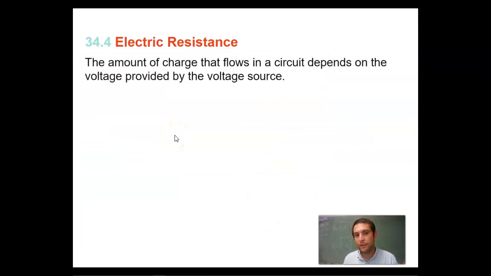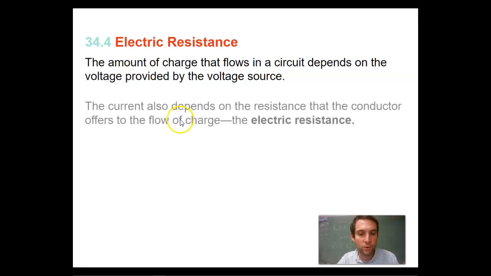The amount of charge that flows in a circuit depends on the voltage provided by the voltage source. The current also depends on the resistance that the conductor offers to the flow of charge, the electric resistance. So what is resistance? Resistance just slows things down. It converts one type of energy to another type of energy.